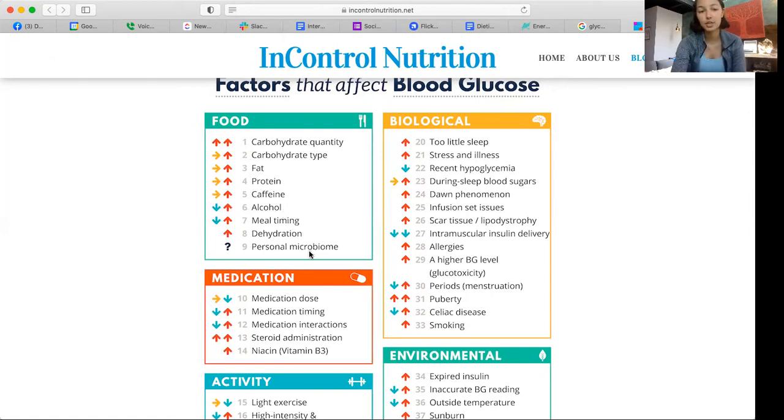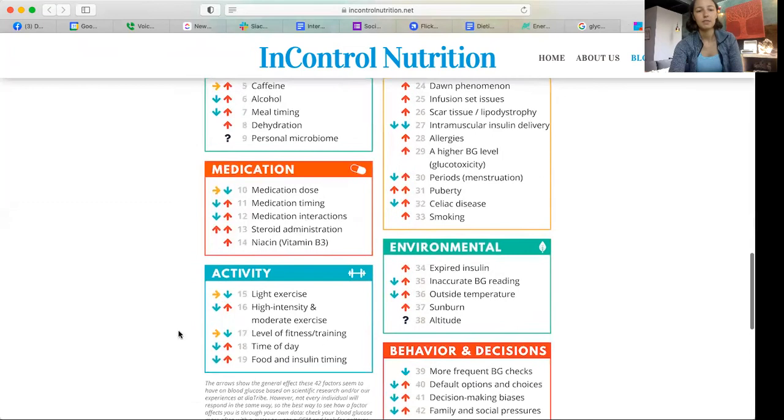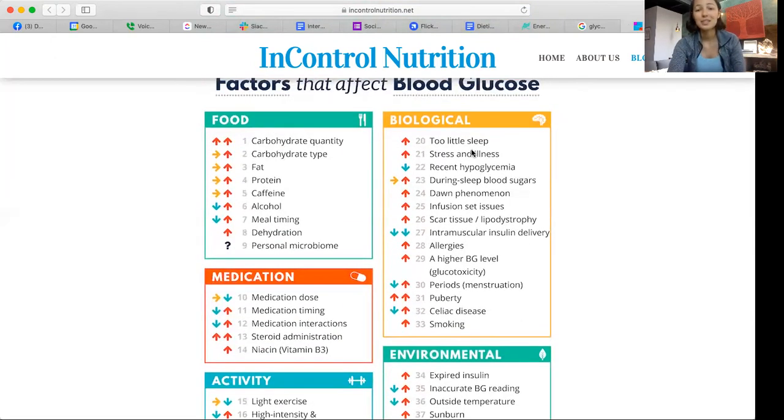Meal timing, dehydration, personal microbiome. Remember, that's what I was saying. There's so much individuality, that's where the glycemic index falls short. Everybody's body just responds differently to foods. So we have to keep that in mind. Medications are a big one: the dose, the timing, interactions, niacin. Remember those B vitamins. Activity, absolutely: type of exercise, time of day, have you been eating before or not? How intense is it? Sleep, absolutely.